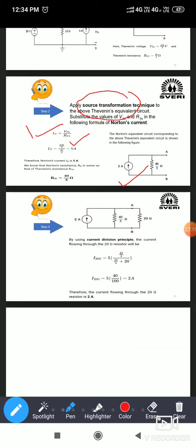The value of VTH is known, 200 divided by 3. The value of RTH is known, 40 divided by 3. You will get IN value is equal to 5 ampere. So RTH is equal to RN, that is equal to 40 divided by 3. So that will become in parallel. Okay. So this will be called as Norton's equivalent circuit. So once you know the Thevenin's equivalent circuit, you can easily convert into Norton's equivalent circuit by using the source transformation technique here.